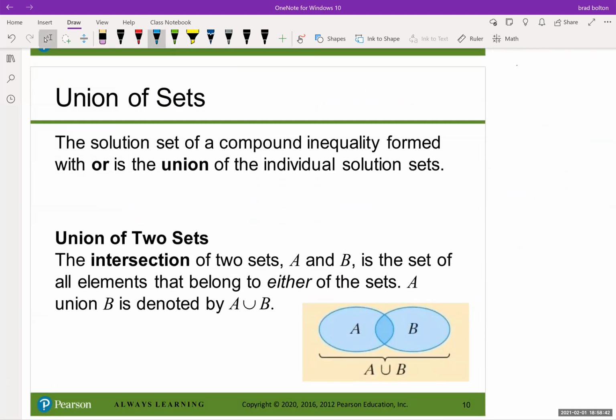Now let's look at the other way. Let's look at the union of sets. So remember, I told you the union, or the "or" statement, it's not an actual U, it's the symbol right here, okay? And you see it again right here. The union of two sets A and B is the set of all elements that belong to either of the sets.